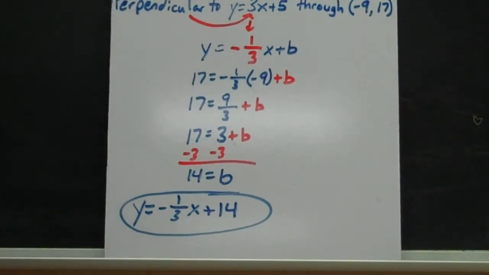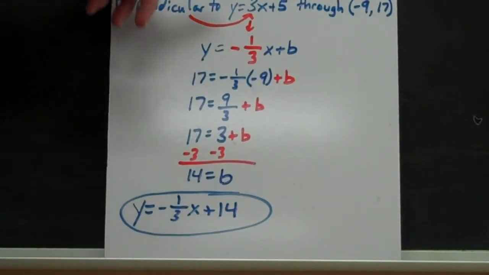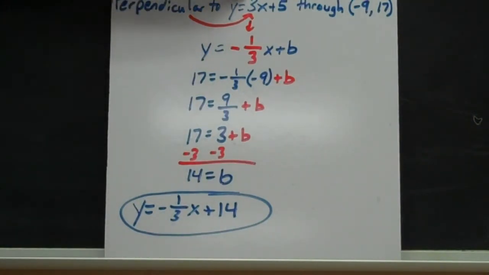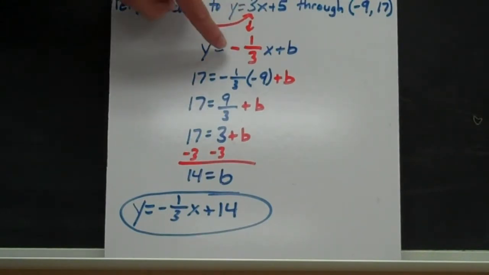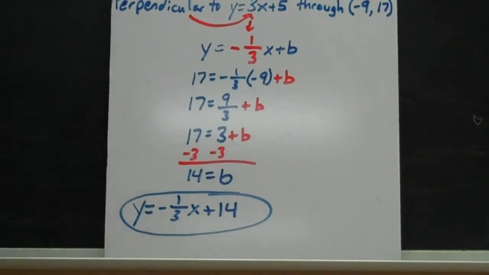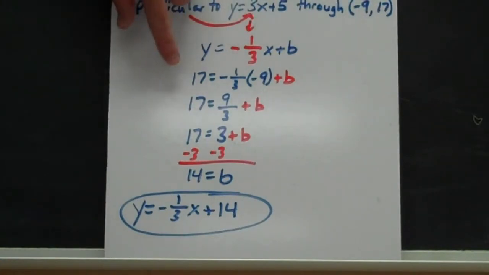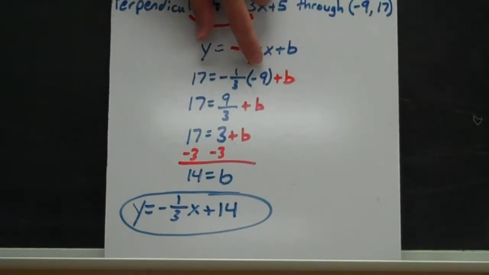We could write 3 as 3/1. So if we flip it, it becomes 1/3. So after we change the sign and flip the fraction, we can plug that in for our slope. So it becomes -1/3 for our slope. We want to plug in our point for x and y. 17 goes in for y. -9 goes in for x.